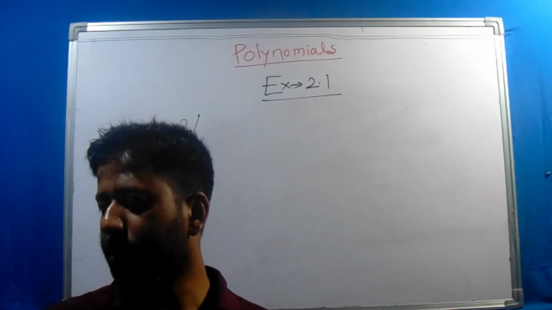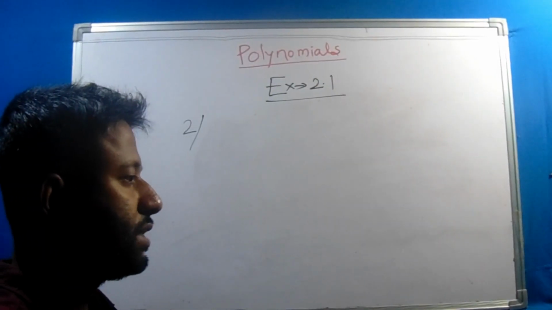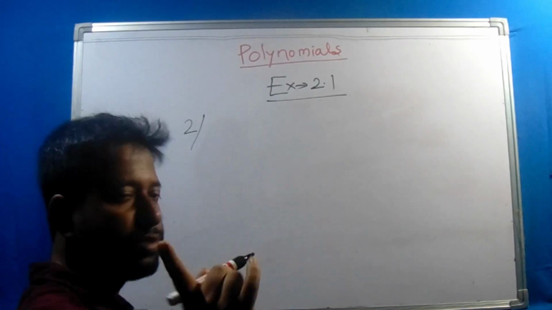It says: give an example of a binomial of degree equal to 35. So they are asking about binomial. So what did I tell about binomial? Binomial means it consists of two terms.